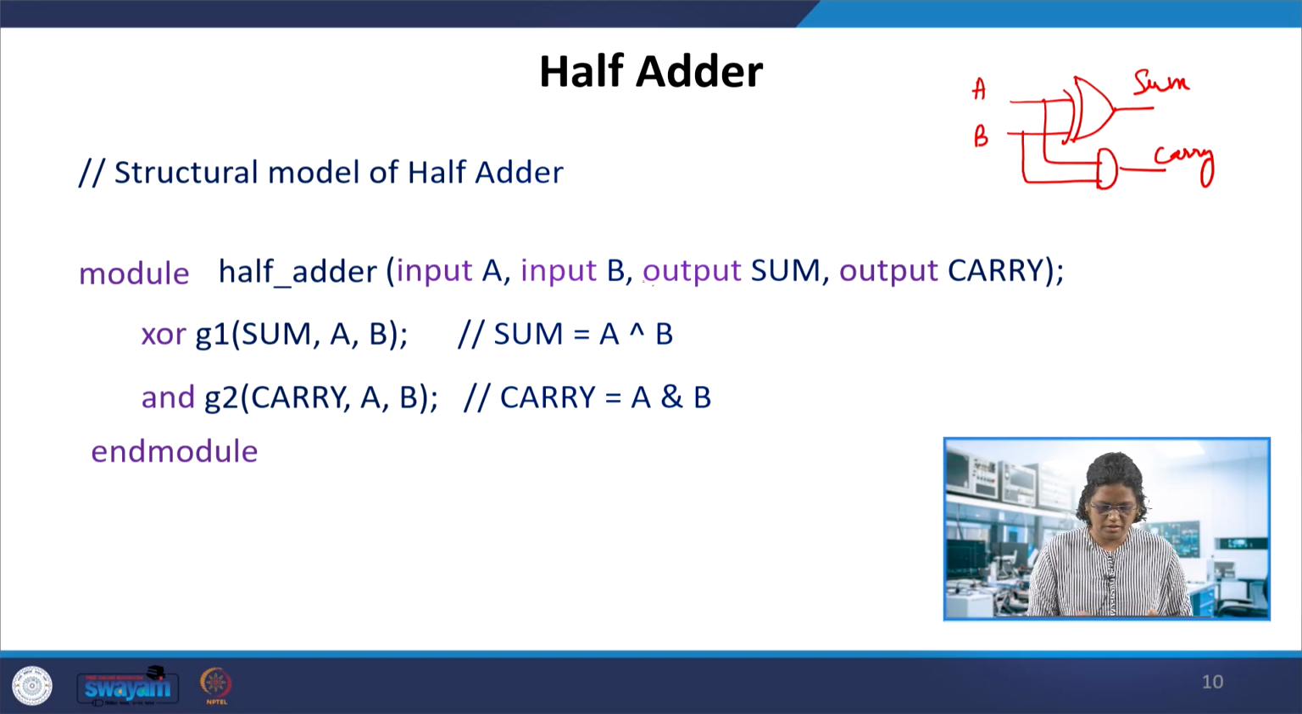So in the description, these are concurrent statements: XOR, this is the XOR gate, and this is the AND gate. The XOR is named G1 and the AND is G2. So we call the built-in XOR gate G1, what is the output of it? It is sum, and the inputs are a and b. So: xor G1(sum, a, b). It will do the operation of XOR. It is just a command to give this XOR option.